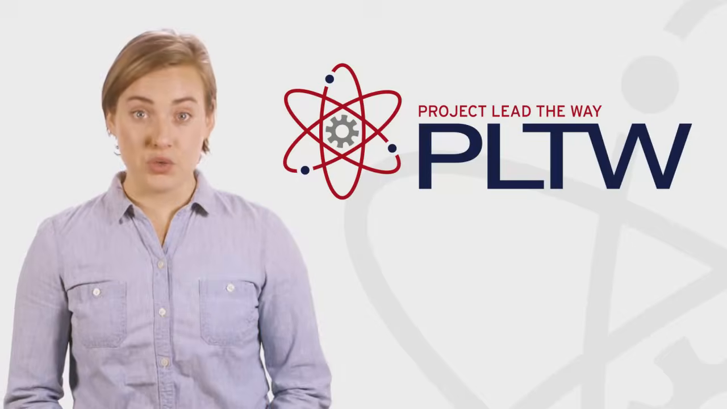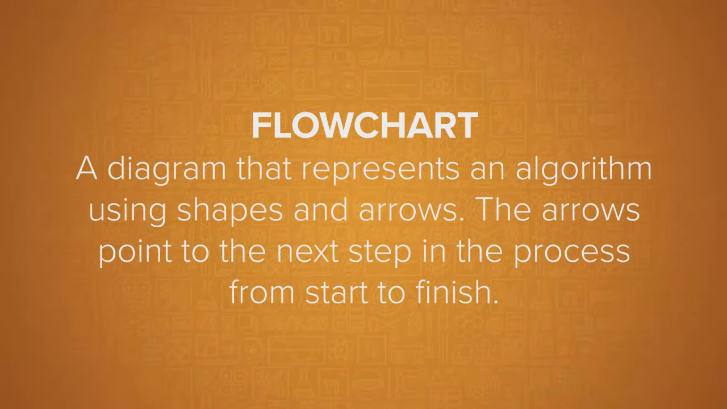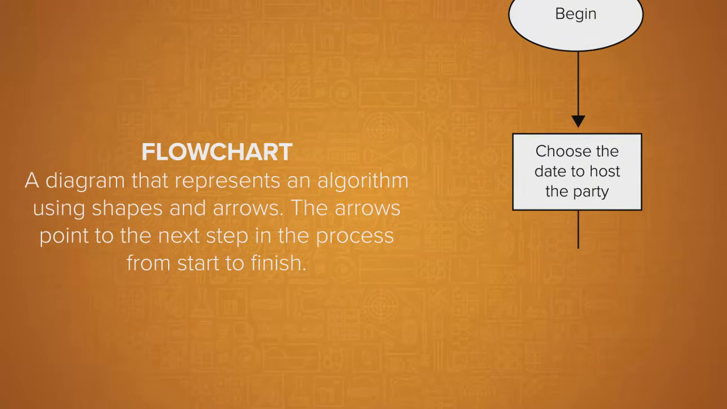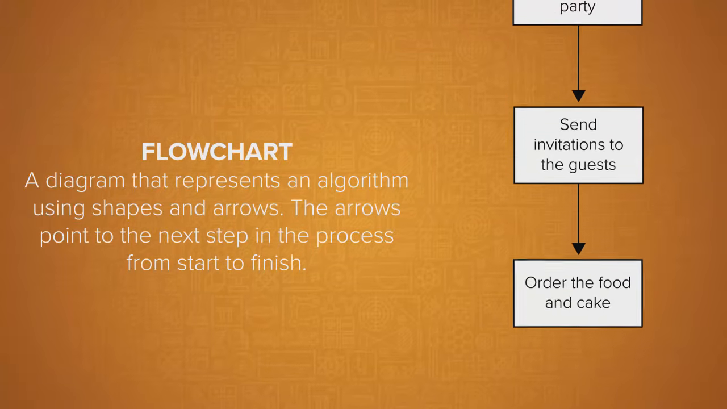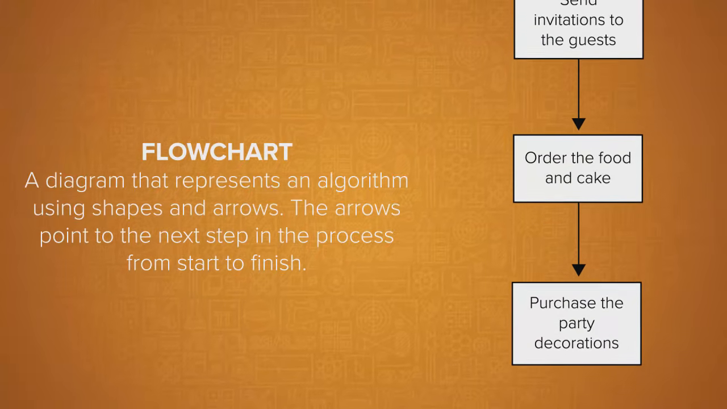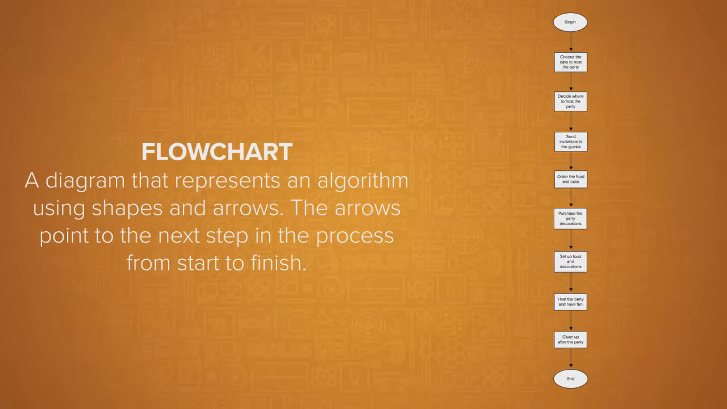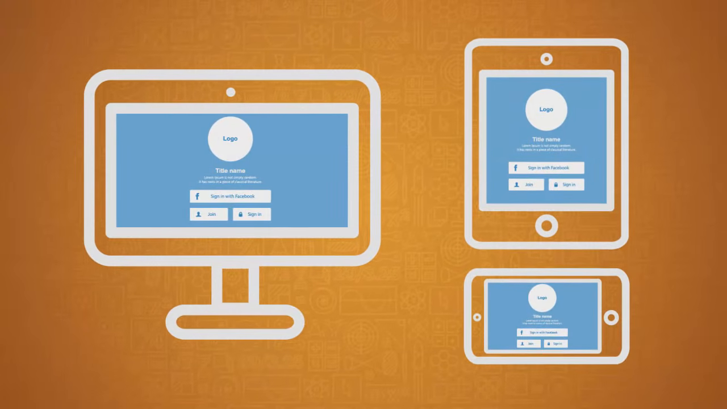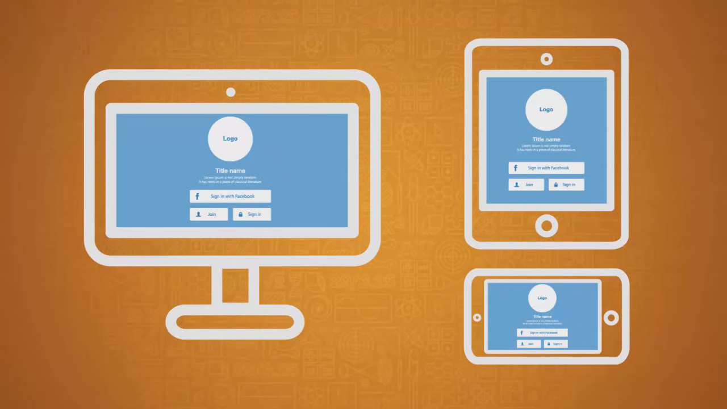Another way is using a flowchart. A flowchart is a diagram that represents an algorithm using shapes and arrows. The arrows point to the next step in the process from start to finish. The flowchart is a great visual to understand linear algorithms. Notice that the sequence of steps for the party flow in a straight line. It's a linear flow. Similar to our party planning example, computer scientists create linear algorithms to instruct computers and devices to perform various tasks in a certain order.